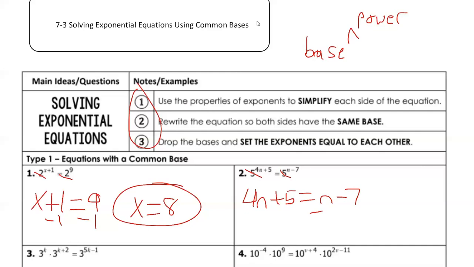So these are pretty basic equations. You could just get your n's to the same side, get your constants to the other side. But you would get n equals -4.